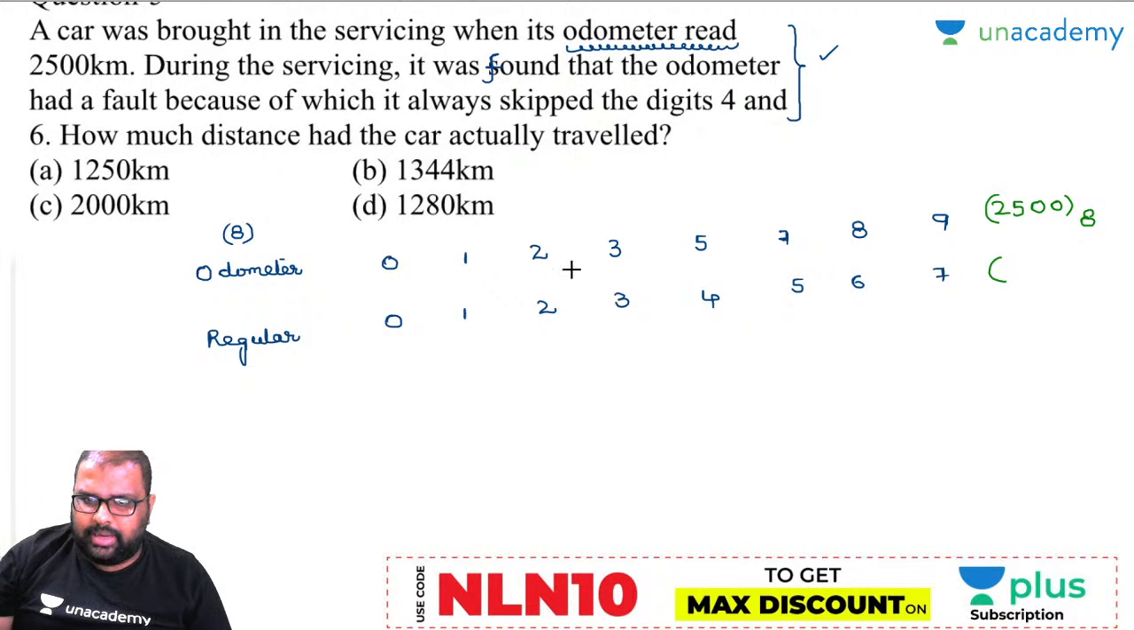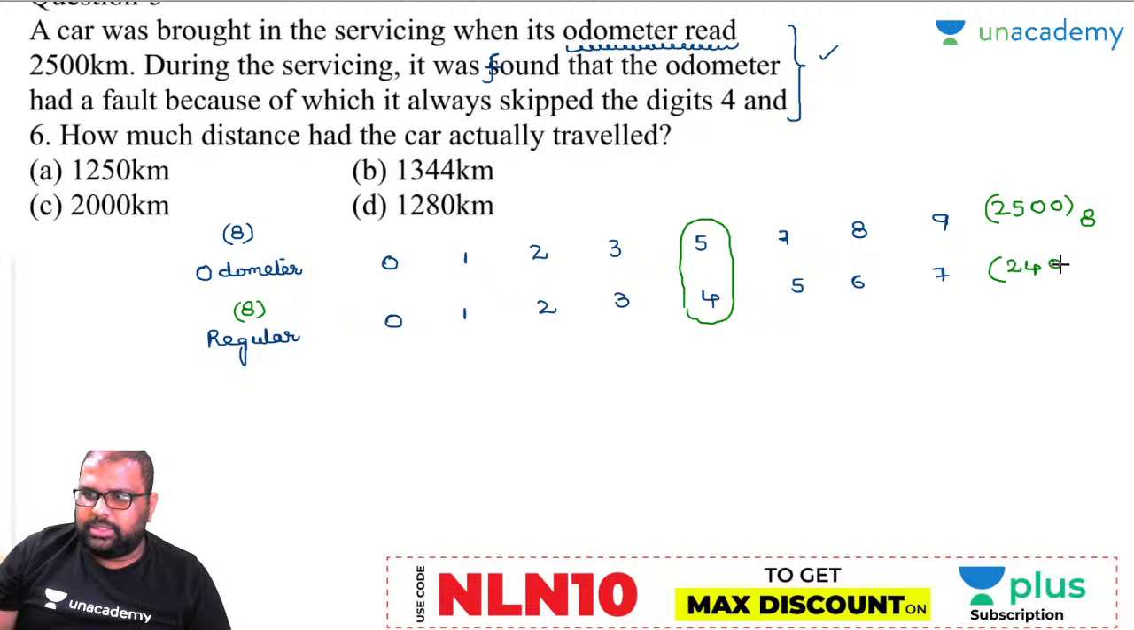The actual base 8 system contains 0 to 7. In place of 4, it is 5 in the odometer, so 5 has to be replaced by 4. The 2 is the same. The 5 has to be replaced with 4. Then 0, 0. This is the correct base 8 number.